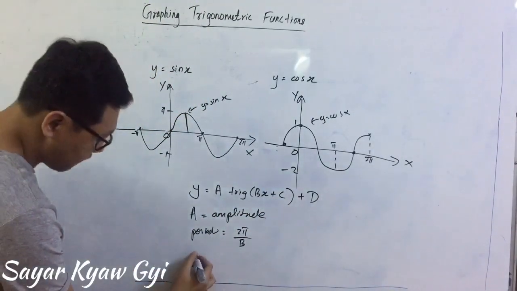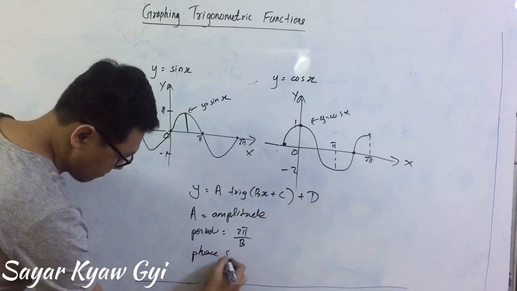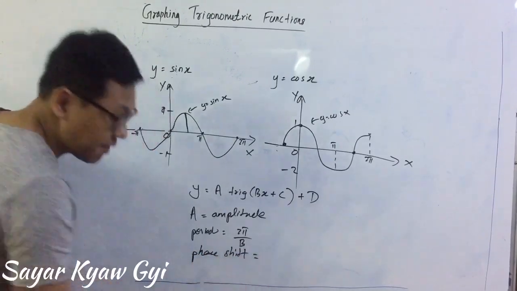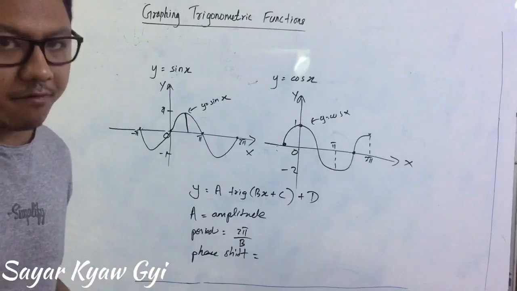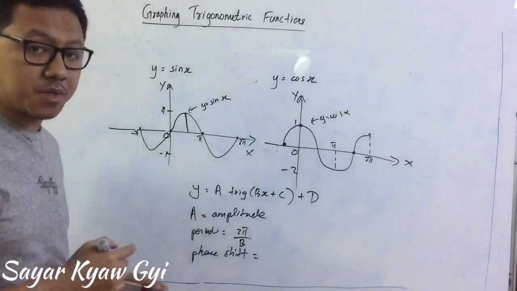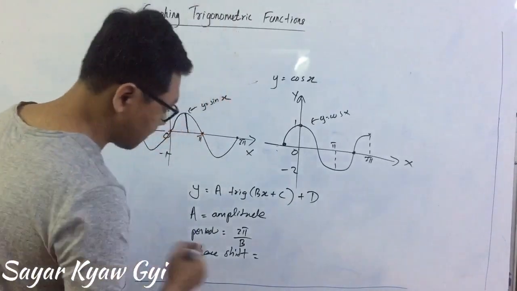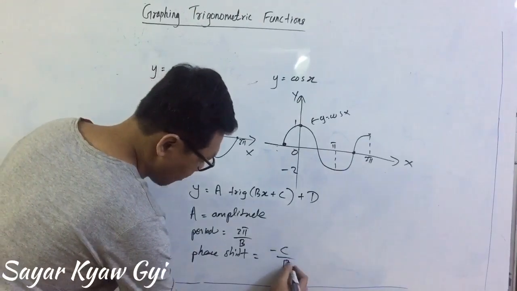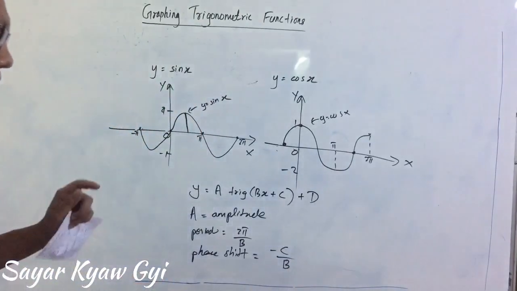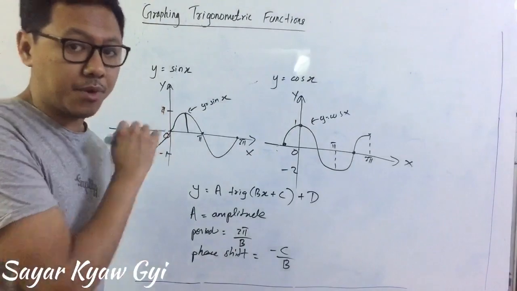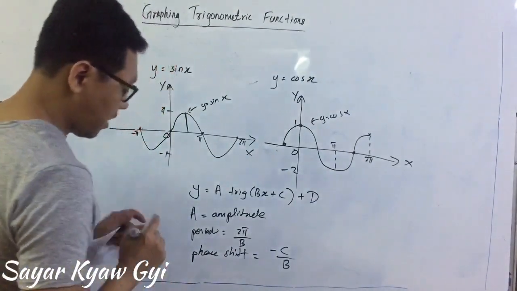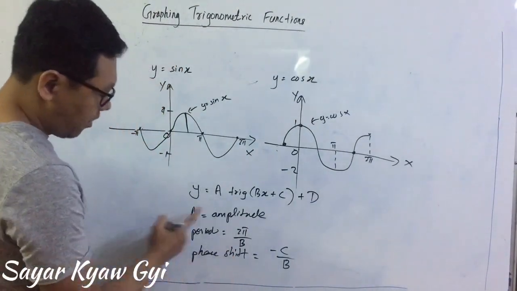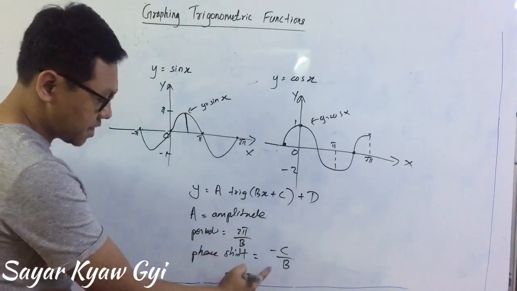And another one is the phase shift. Phase shift is where you start drawing the graph, which is negative c over b. You are going to understand more when we do the example. So amplitude, period, phase shift, you need to know.